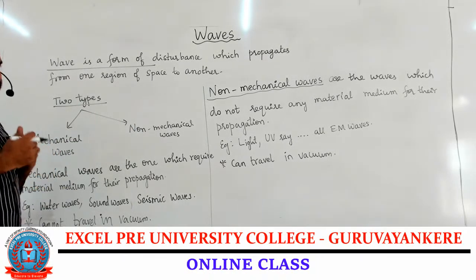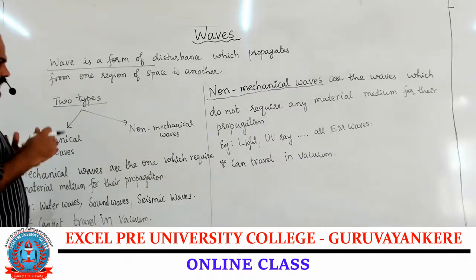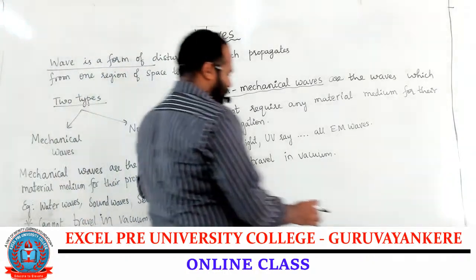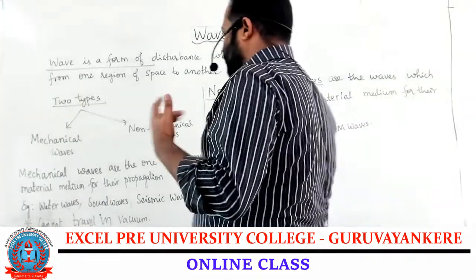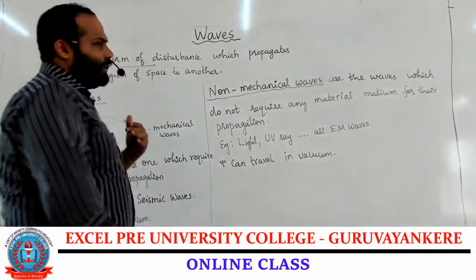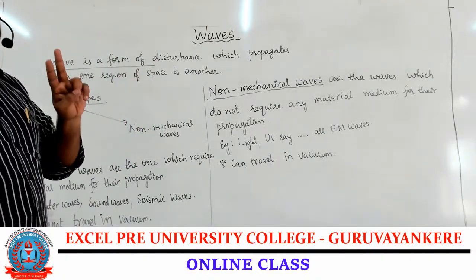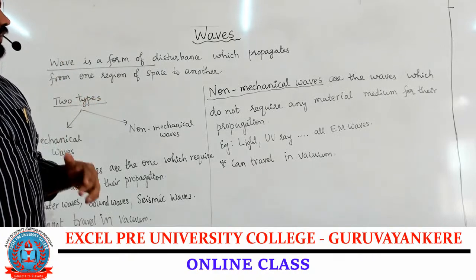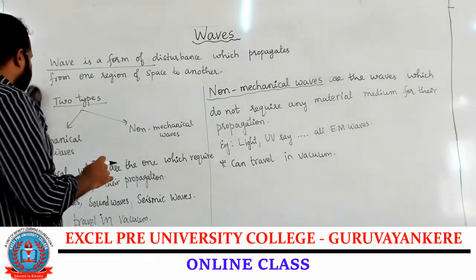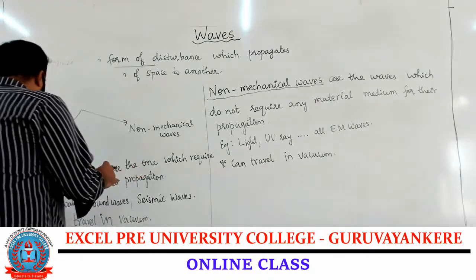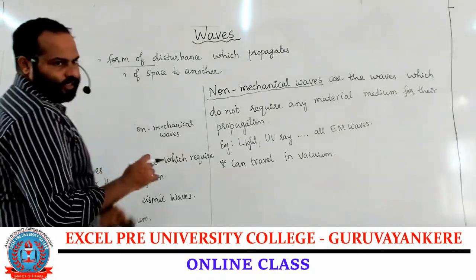Next, depending on the mode of propagation, they can be classified again. Mechanical waves can be classified further, depending on the wave propagation direction, into two types: transverse waves and longitudinal waves. So, I hope it is clear to all of you.